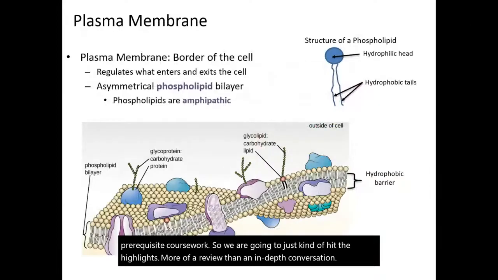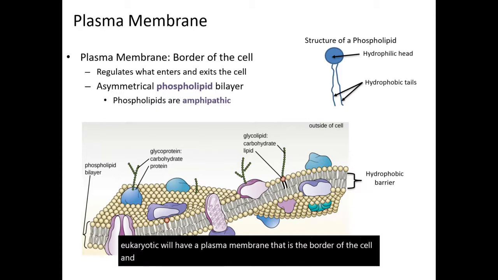As I mentioned earlier, all cells, whether prokaryotic or eukaryotic, will have a plasma membrane. That is the border of the cell. And the main component of the plasma membrane is a phospholipid bilayer.